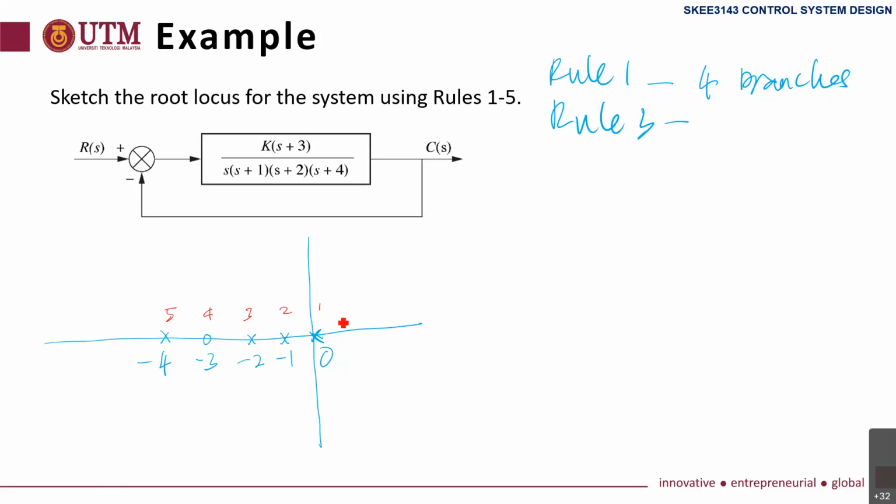Do we have root locus in region A or not? Region A. No, doctor. No. Why no? Why no root locus in region A? Can anyone answer?